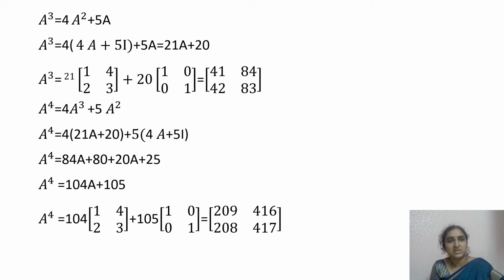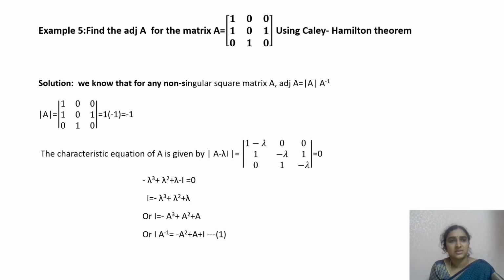A to the power 4 is equal to 4A cube plus 5A square. Substituting the value of A cube is equal to 21A plus 20I and A square value is 4A plus 5I, we get A to the power 4 is equal to 104A plus 105I. Hence A to the power 4 will be equal to the matrix 209, 416, 208 and 417. So let us consider one more example.